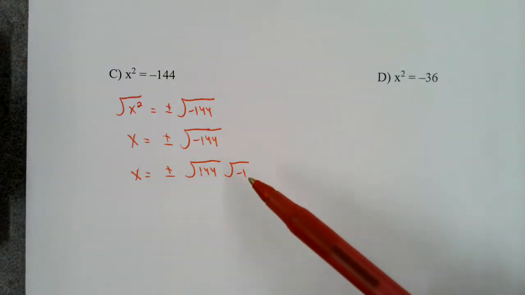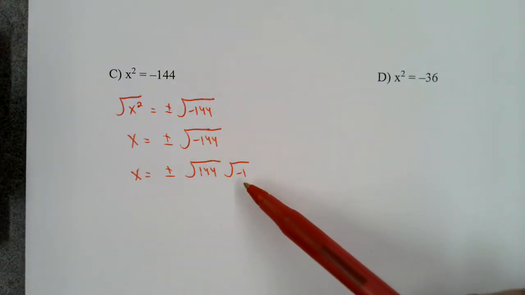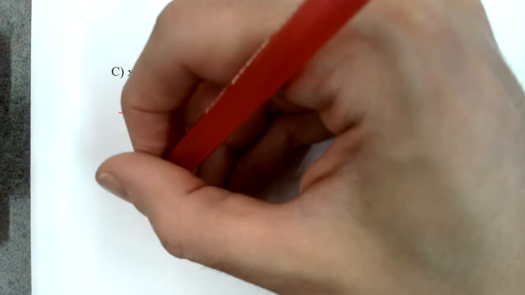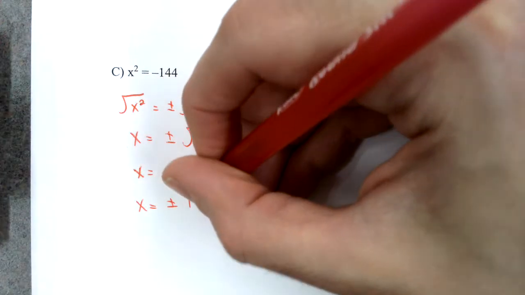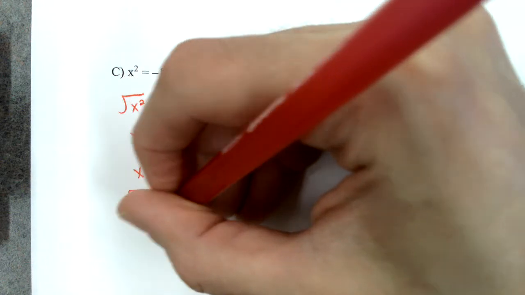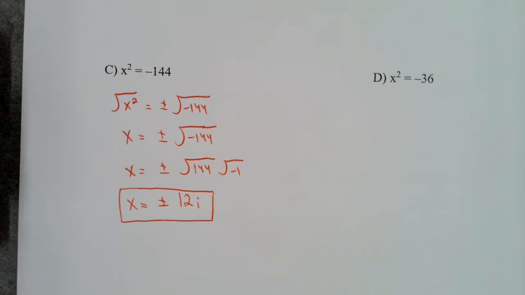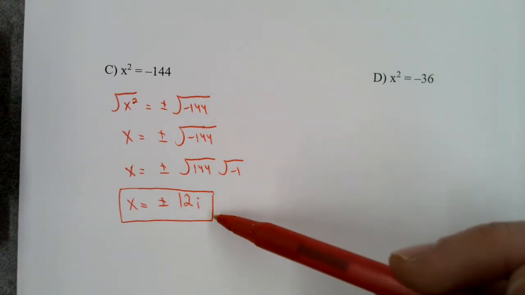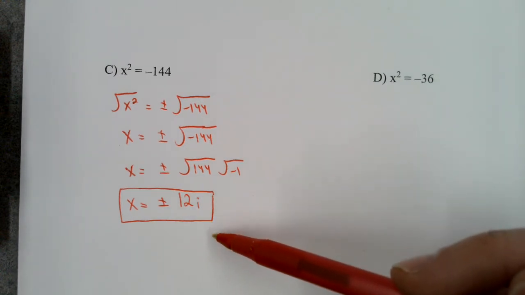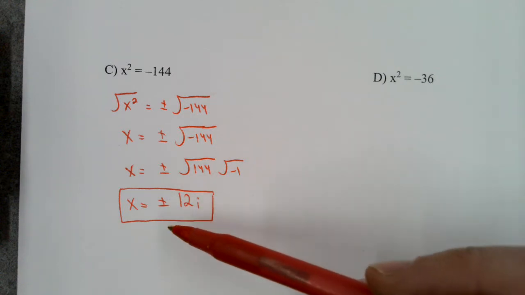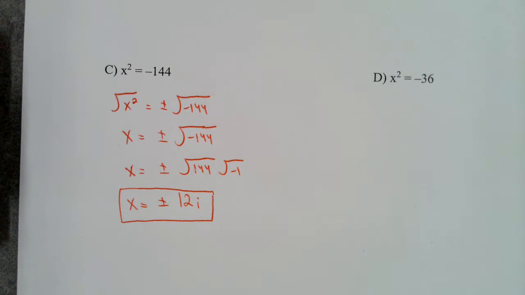Now we'll simplify each of those, because the square root of negative 1, if you remember back to lesson 1, we're going to write that with an i because i equals the square root of negative 1. And the square root of 144 is 12. So when I solve this, I get x equals positive and negative 12i. If I were to ask you how many solutions are there to this problem, there are two solutions, and they're not real, they are called imaginary solutions. We have positive 12i and negative 12i. So this one has two imaginary solutions.